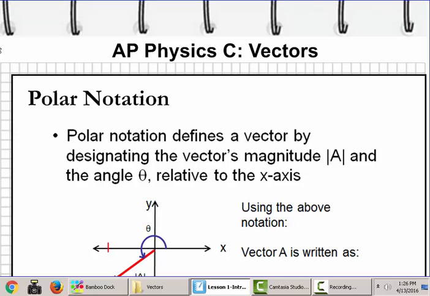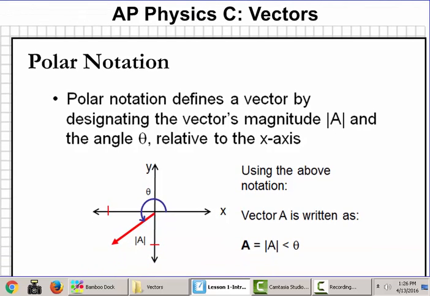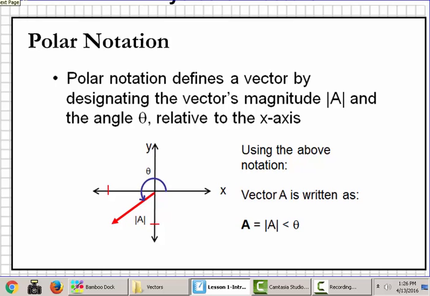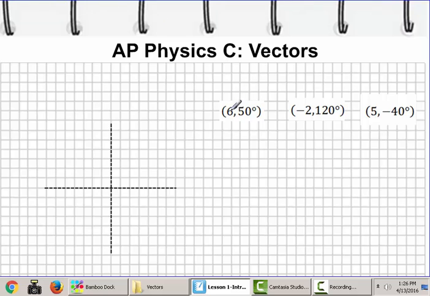Polar notation, I really doubt if polar notation would show up on the AP exam. I would know it. Just talk a little bit about that. You're going to see if it is polar, it's going to be like this. Remember, this right here is the magnitude. This right here would be the direction. So if I want to find that, all I'd have to do would be to draw a vector that has a length of 6 and then make this angle here be 50 degrees. That would give me this one.